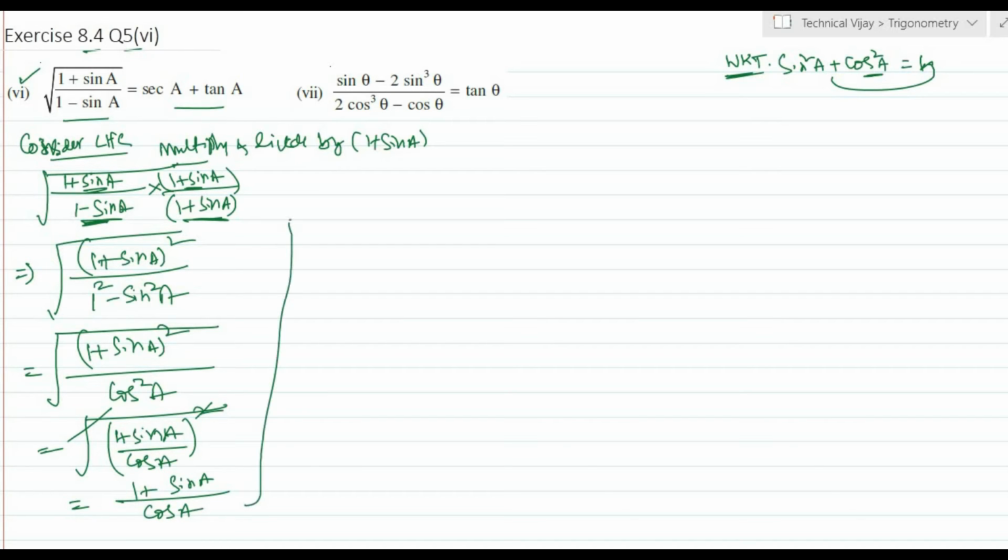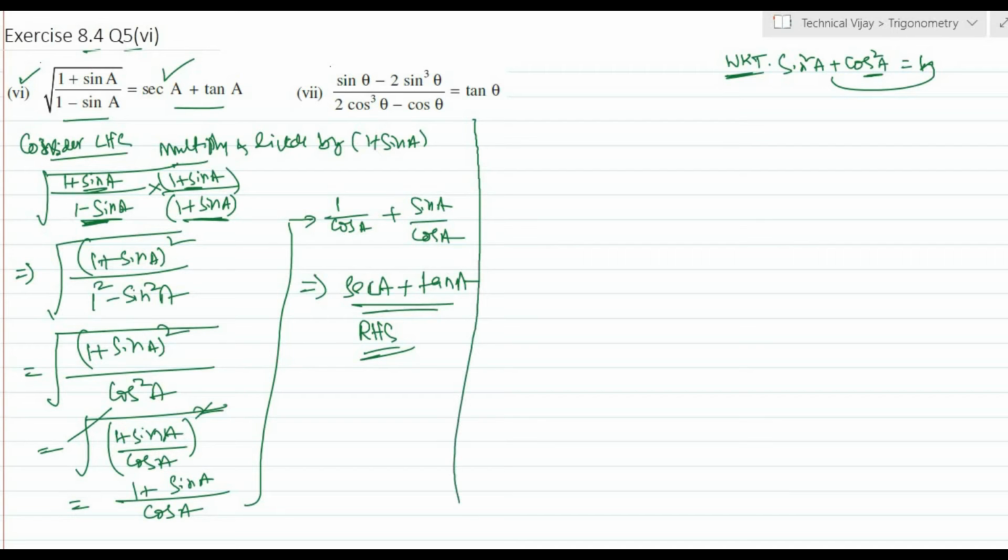Okay, this can be written as 1 divided by cos A plus sin A divided by cos A. Here 1 by cos A is nothing but secant A, plus sin by cos equal to tan A. So this is equal to RHS. Okay, so now we will take up the next one, that is the seventh one, 5, 6, 7.